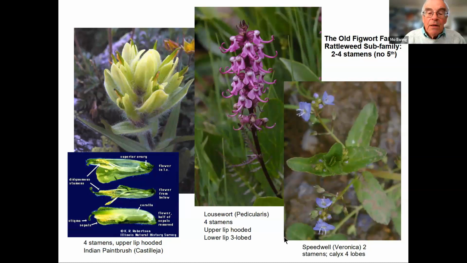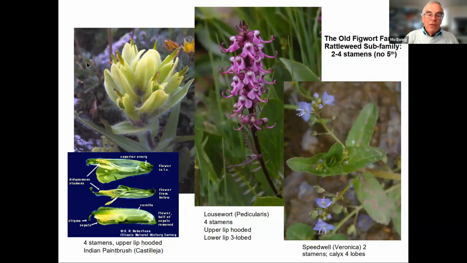In Pedicularis, which is this guy here, it has 4 stamens, and the upper lip is hooded, and the lower lip is 3 lobes, which you can see: 1, 2, 3. But in Veronica, there are only 2 stamens, 1, 2, and the calyx has 4 lobes.